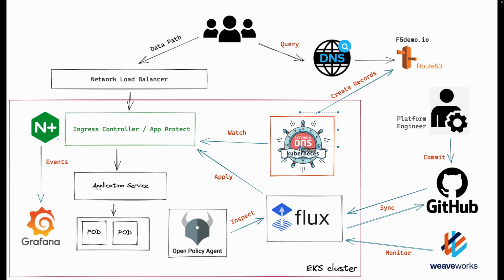At the same time, ExternalDNS will detect the new virtual server applied. It will extract the host name and create the DNS record. And once the DNS record is created, the users can use it to access the application. So with that, let's jump to the demo.